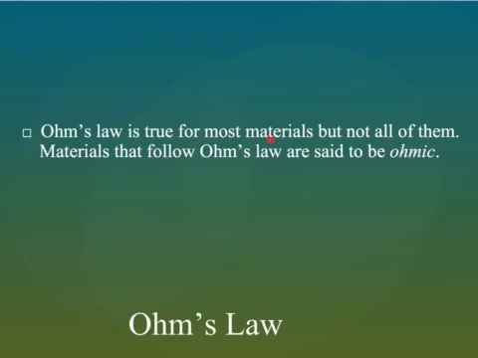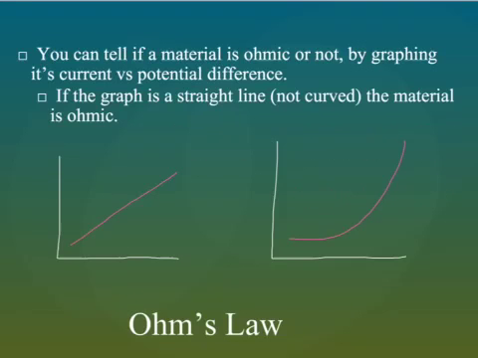Ohm's Law is true for most materials, but not all of them. Materials that do follow Ohm's Law are said to be ohmic. And materials that don't follow Ohm's Law are non-ohmic. You can tell if a material is ohmic or not by doing an experiment and graphing the current versus potential difference. If the graph is a straight line like the one we just showed, where this is V and this is I, then this one would be ohmic.